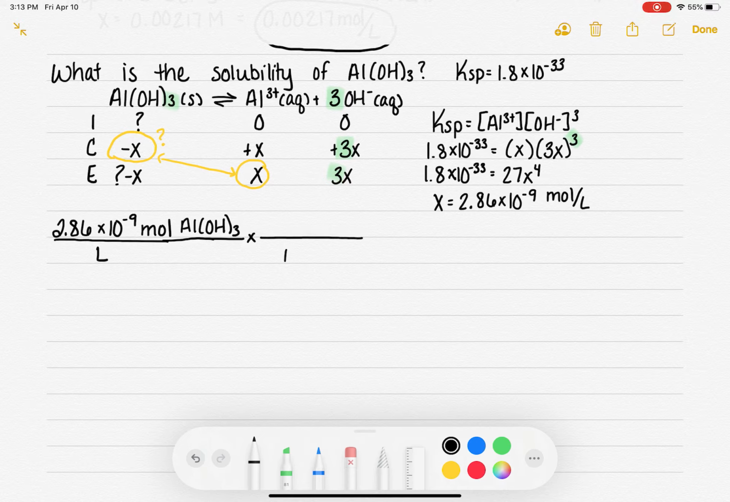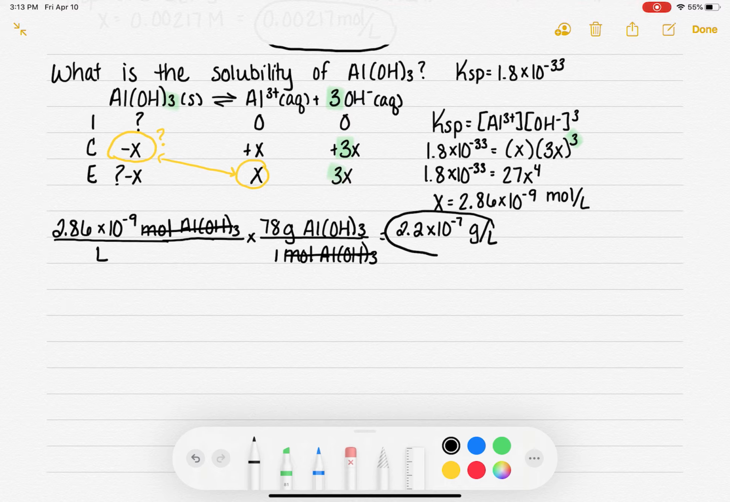We want to get rid of the units of moles aluminum hydroxide, so we want them down on the bottom, and we want to convert into units of grams aluminum hydroxide, so we want those up on top. And this is going to give us 2.2 times 10 to the minus 7 in units of grams per liter, which are the units of solubility. Again, this is how many grams per liter of aluminum hydroxide will dissolve in water.